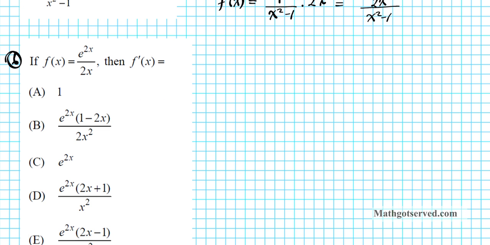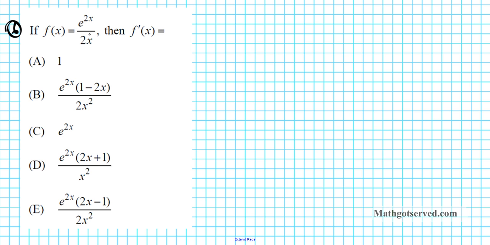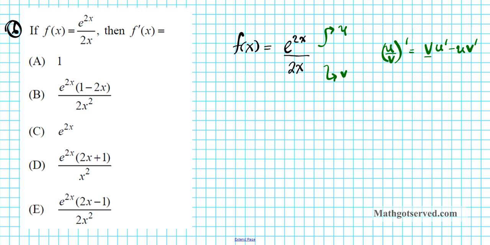Alright, so let's look at number 6 here. We have f of x is e to the 2x over 2x, and we're to find the derivative. If you inspect this, we have the quotient of two functions: an exponential function, which is composite, in the numerator, and a linear function in the denominator. So we can simply call this u and call this v. And we know that u over v prime, as we talked about before using the quotient rule, is v u prime minus u v prime, divided by v squared.